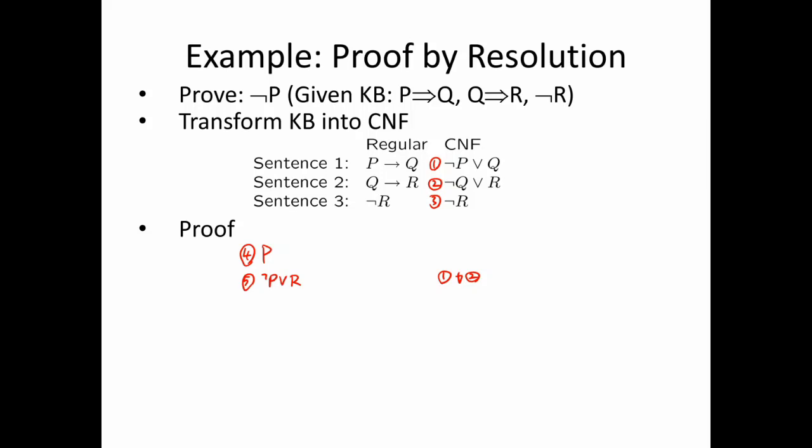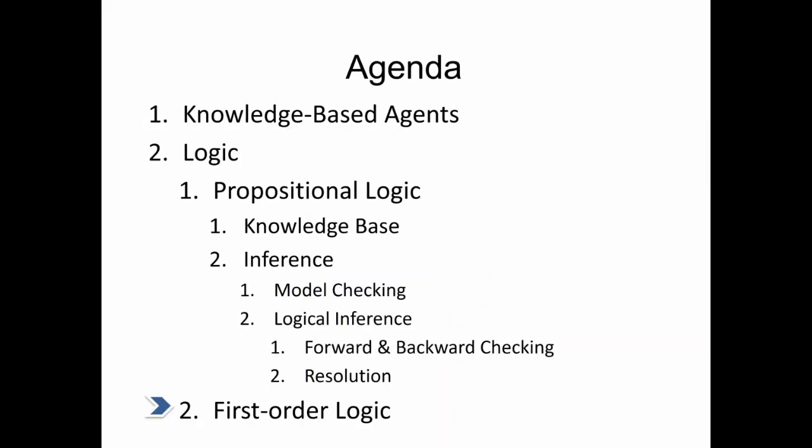Okay, and then I guess I could resolve 4 and 5. If we resolve 4 and 5, we get R, and then we just resolve 3 and 6, which gives us nil. So we've reached a nil. So we've reached the contradiction. So therefore, not P.